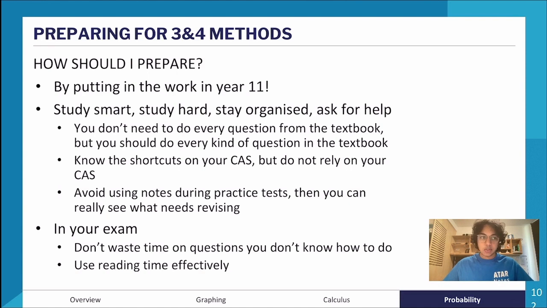Know your CAS shortcuts. I'm primarily familiar with the TI Inspire, and you can actually use numbers. Like if you press menu, you can press numbers instead of scrolling through it to get to places, and it actually saves a little bit of time. And try not to use notes during practice tests, as that simply lets you know what you need to revise. Another thing I'd suggest is also making a mistakes logbook.